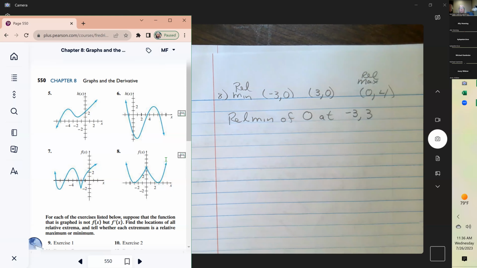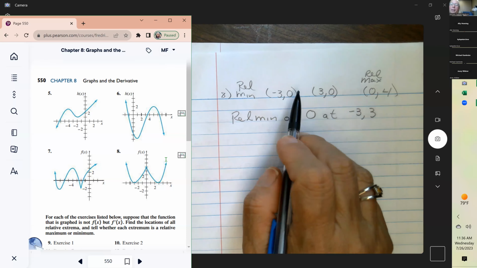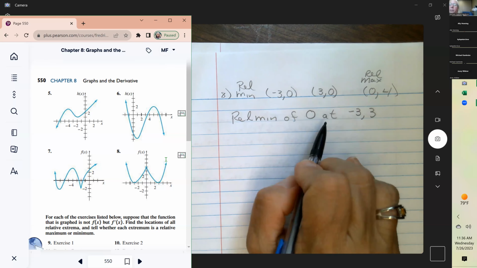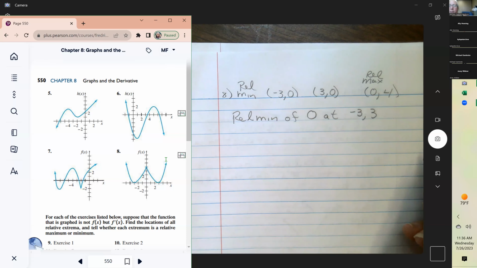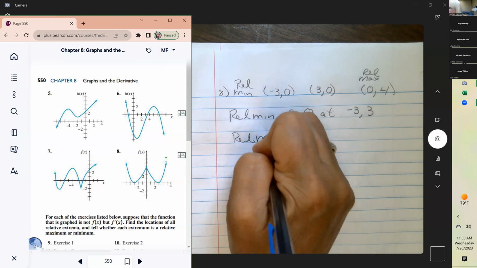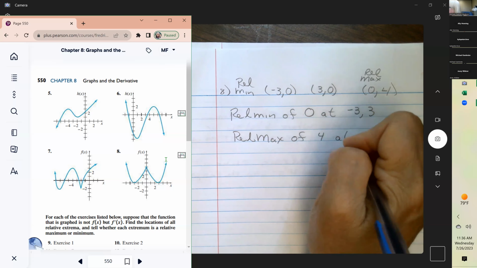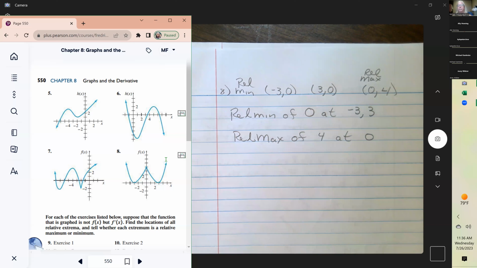And my math labs will even have you do that. They'll say, I forget how they say it, separate them by commas. I think that's the hint to let you know that there could be more than one at that. So when they're both at the same y value, you can list them together. And this one was a max. There's a relative max of 4 at 0. Any questions on that?